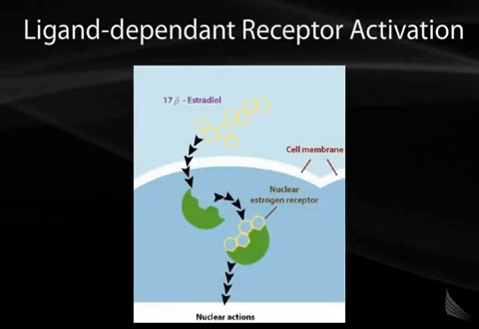Again, in this cartoon, we see the molecule 17-beta-estradiol, which is able, because of its lipophilic properties, to go simply through the cell membrane, bind to its nuclear estrogen receptor, and then cause changes in transcription in that cell.